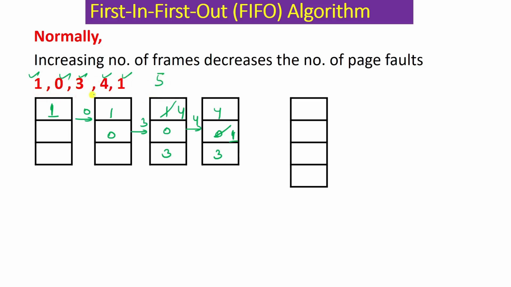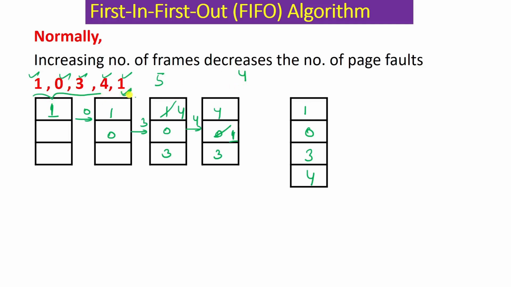Now if we take the same reference string but we increase the number of frames, we are given 4 free frames. So we will see that 1 will be kept here, okay, then 0 will be kept here, then 3, then 4 will be kept here, right? So for all 1034, total 4 page faults are generated.